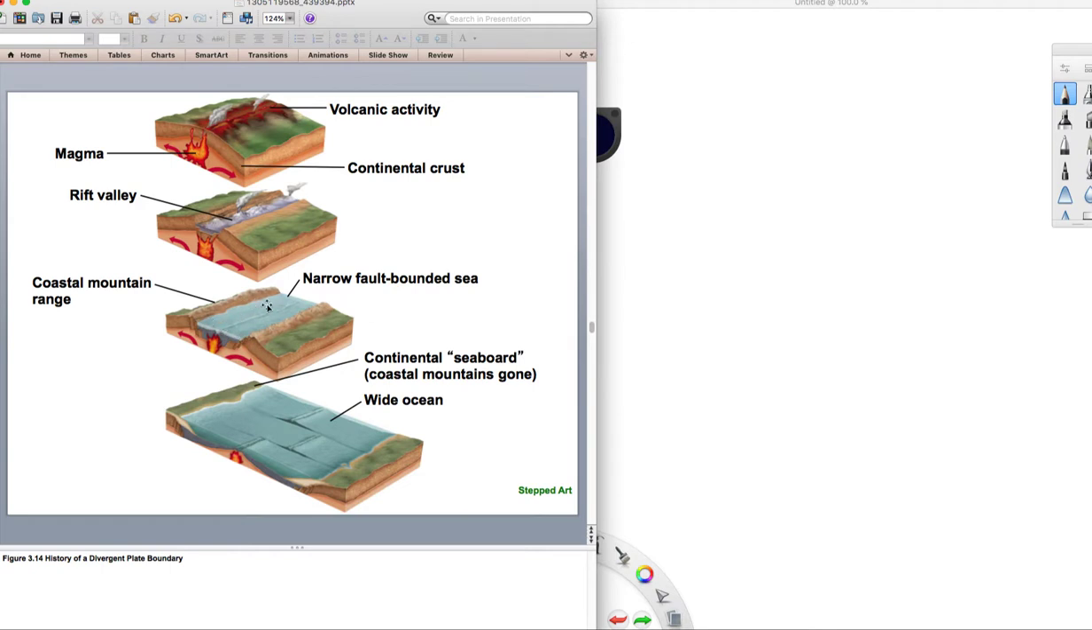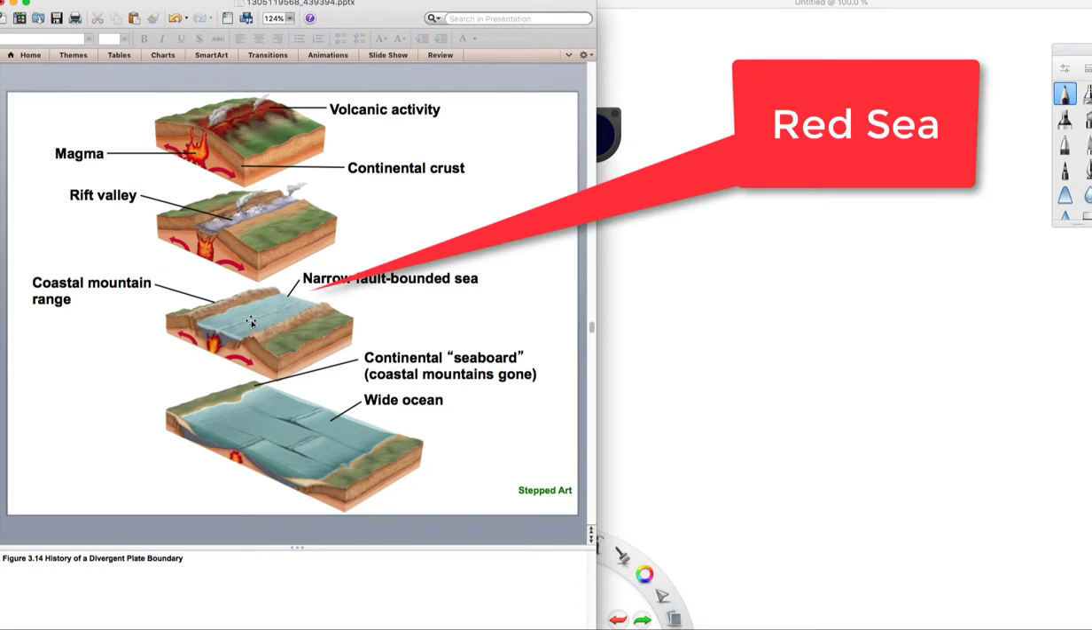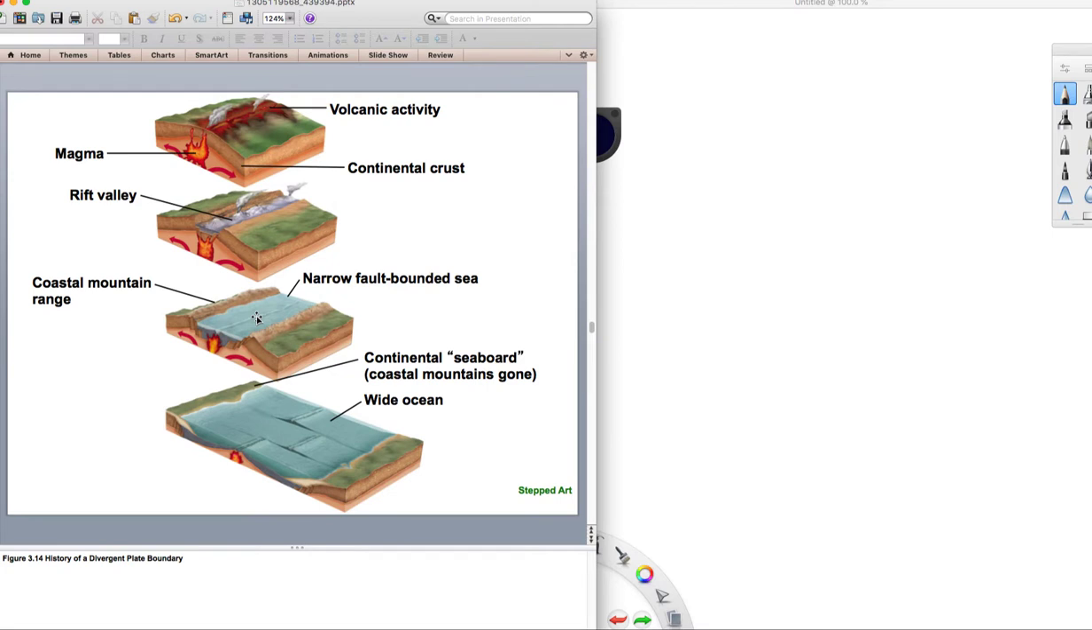And we get this narrow seaway, and a good example here would be the Red Sea. So the Red Sea is a good example of a narrow fault-bounded sea. As time progresses, the ocean basin widens until we actually get an ocean basin like the Atlantic Ocean. So this is kind of the progression going from Pangaea to the Rift Valley to a narrow ocean basin to finally getting an ocean basin.